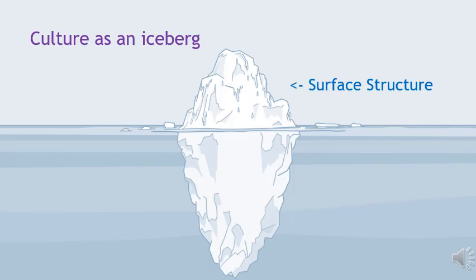So I like to think of culture as an iceberg. With an iceberg, you see only a little bit of it above the surface. The bulk of it is underneath the surface. So this part that we can see is the surface structure. The surface structure of a culture is food, dress, artifacts like art and music and media. These are the kind of things that you could see and experience if you go to a foreign culture as a visitor.